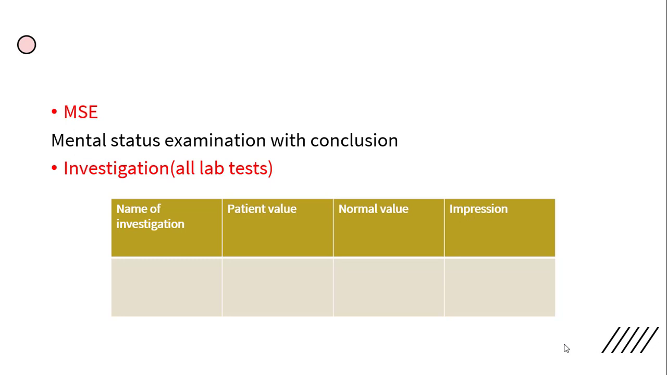Next heading is investigation. Under investigation, you have to write the lab test. How we have to write investigation means, see these columns and you have to draw like this. Name of the investigation, patient value, normal value, impression. Under name of investigation, write the investigation, blood test or any kind of lab test. Then what is the patient value and what is the normal value. Then at last impression. Whether it's normal or not normal, whatever it is, you have to write there.